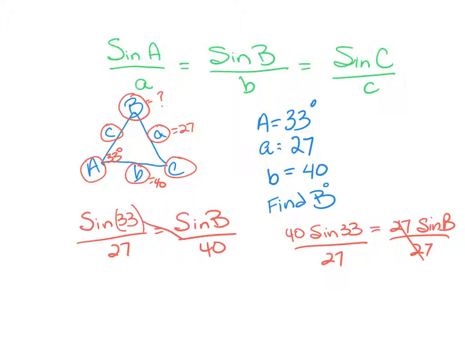What are we looking for? Are we looking for an angle or a side? An angle. Big B is an angle. So what button do we need to push? Second sine. So everybody hit second sine of that left side. Make sure you put everything where it needs to go.